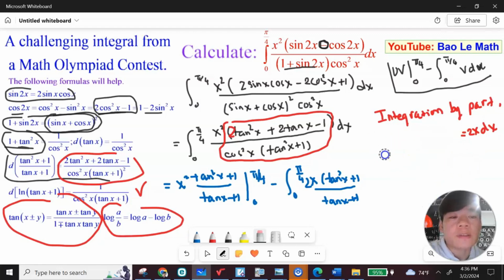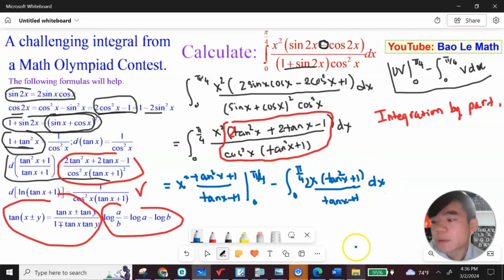Right, okay. So this is square, close parenthesis, and this is ds, okay? Now I need to calculate this one.